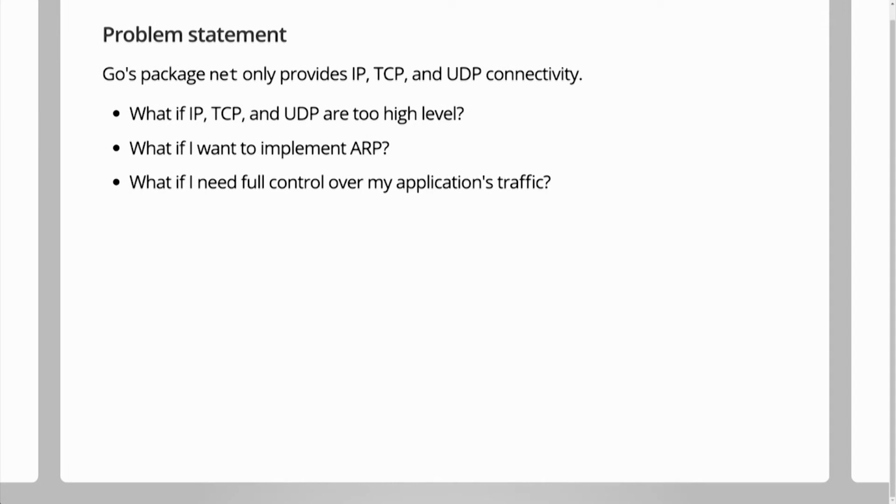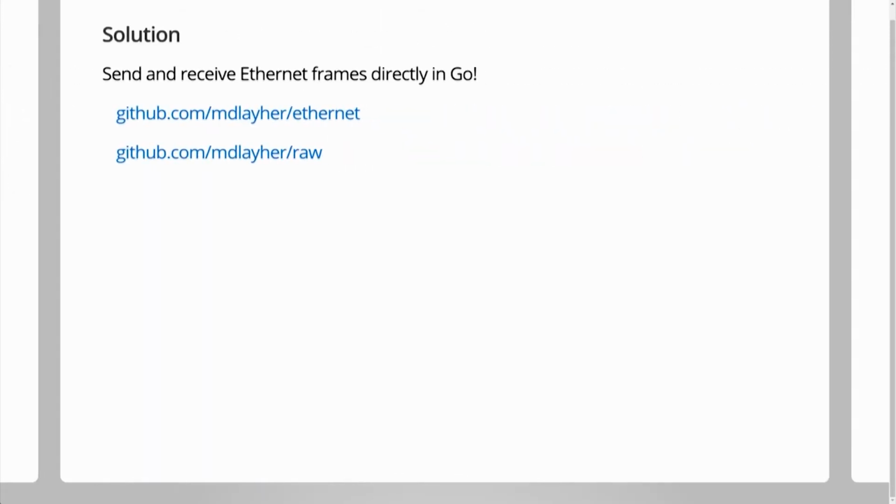So let's start this off with a problem statement. Go's package net only provides IP, TCP, and UDP connectivity. But what if these protocols are too high level for our use case? What if we'd like to implement something on top of Ethernet, like ARP? Or what if I need full control over my application's traffic? One possible solution to this problem is to send and receive Ethernet frames directly in Go. And during this talk, I'm going to demonstrate two packages that I've written that allow you to do exactly this.